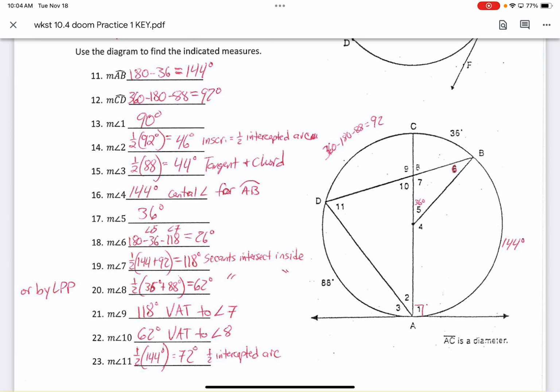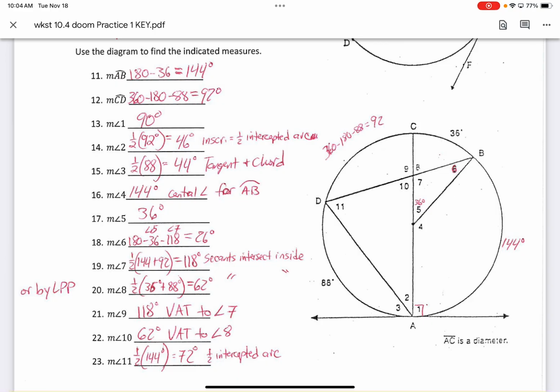Lyra. Sorry, Tim. Actually, Tim, we'll go with you. No, the size of it. Like, how do we know it? You're right. That's true. It's half of the intercepted arc. Okay? Lock that in. Inscribed angles are a big one.